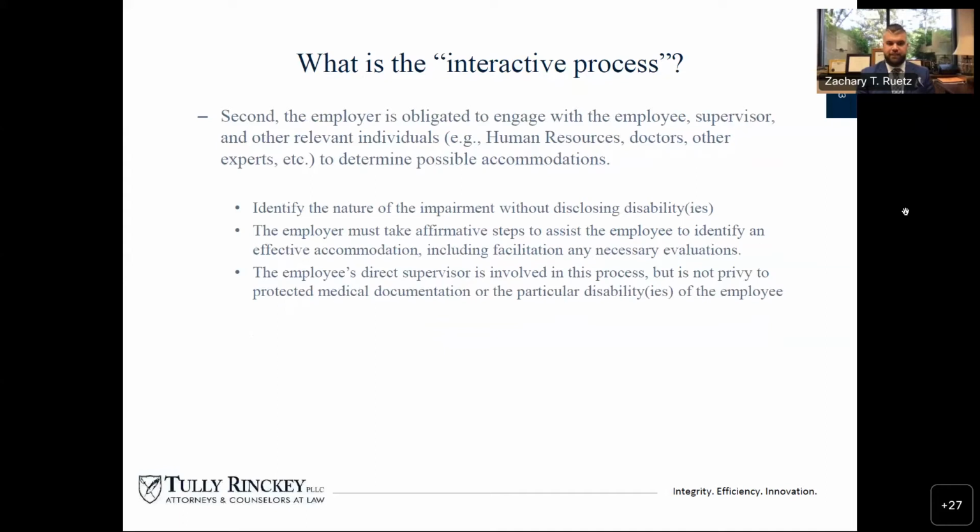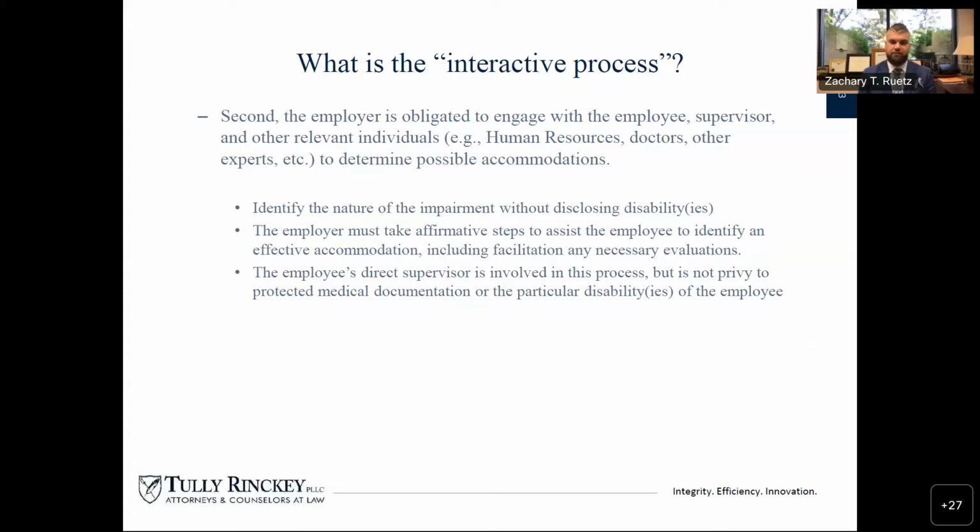Second, the employer is obligated to now engage with the employee, with a supervisor and other relevant individuals. It could be a human resources individual, a doctor. Sometimes agencies hire their own experts to do examinations or evaluations, and this is to determine possible accommodations. So first, what will happen in this meeting or engagement is to identify the nature of the impairment. And again, you do not have to disclose the disability per se at this early juncture, just what the impairment may be. And then the employer has to take affirmative steps to assist you in identifying an effective accommodation, including facilitating any necessary evaluations or conversations with their committees or experts.